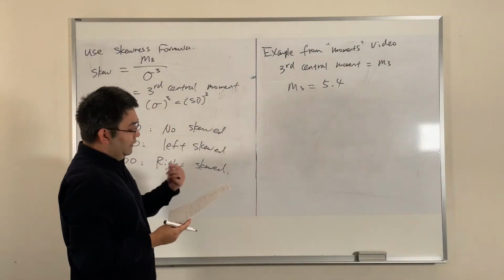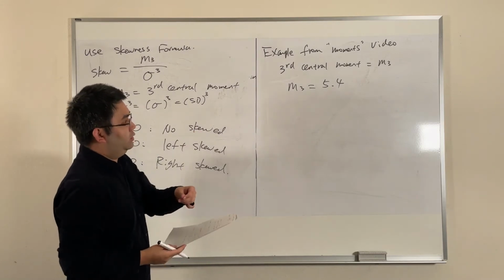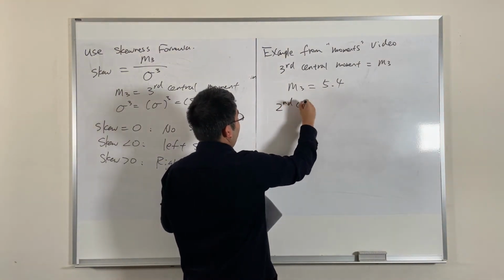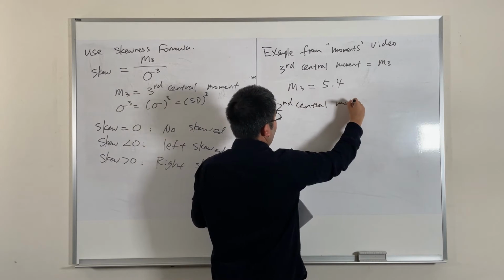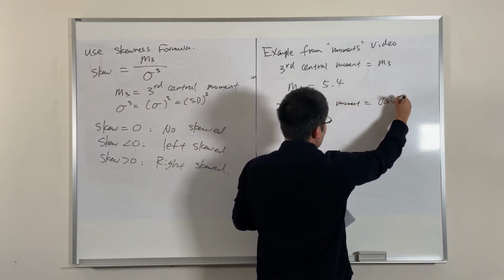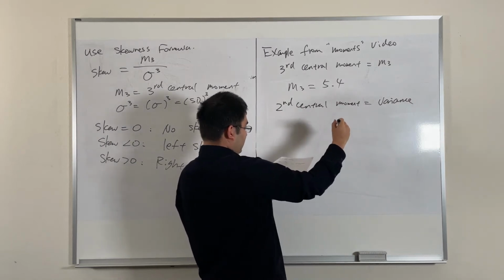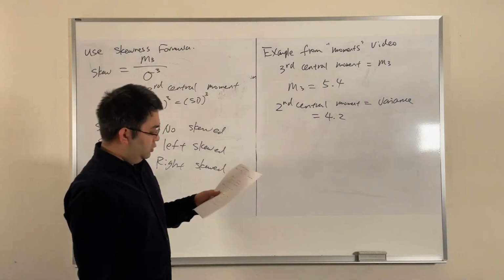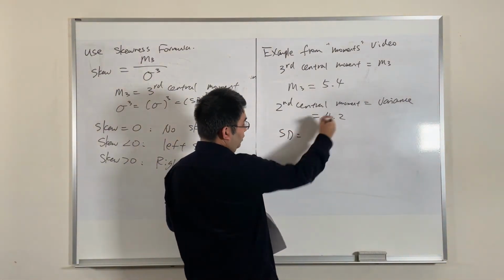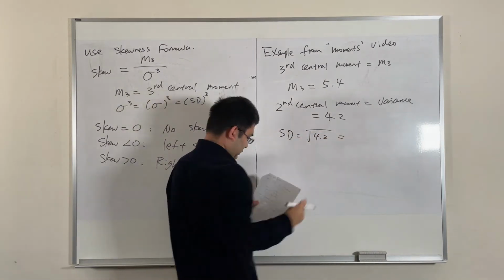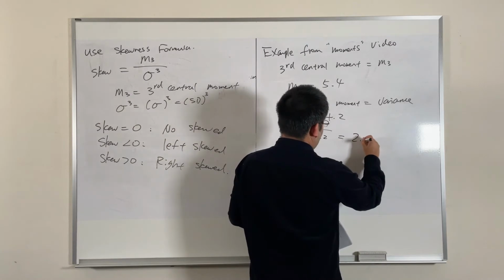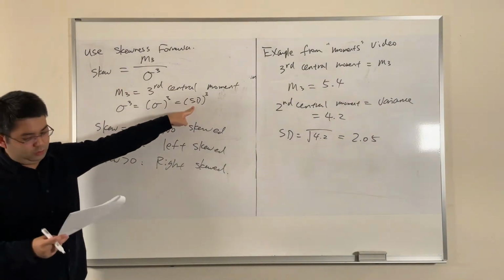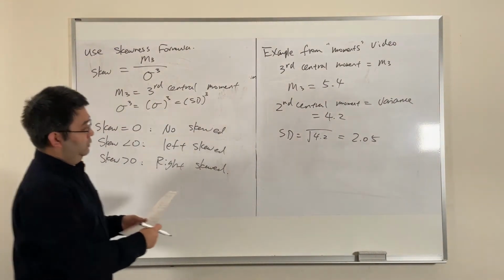Then we need the second central moment to get the standard deviation and then get the standard deviation cubed. Our second central moment, which is our variance, in our previous video equals 4.2. If we have the variance to be 4.2, then our standard deviation is the square root of 4.2, which equals 2.05. So we are ready to calculate the skewness.